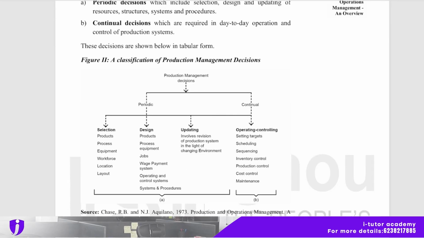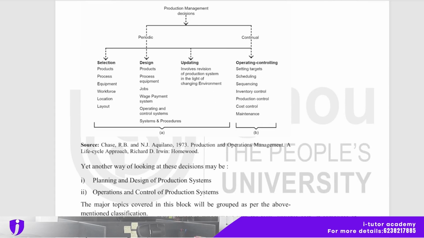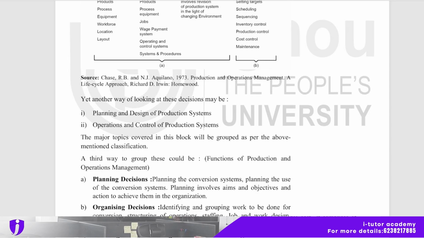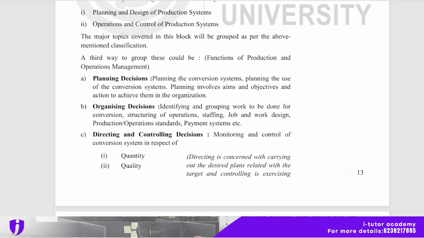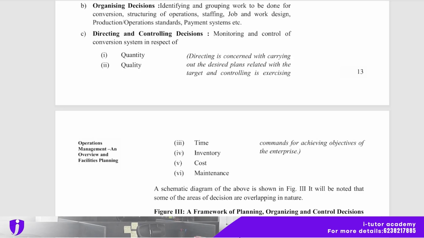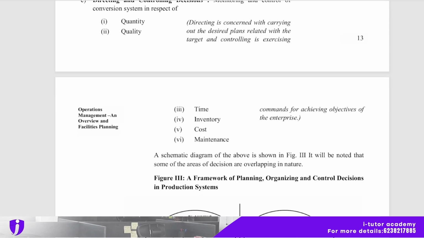In the periodic decision there is selection, design, updating, and there is operating, controlling also. Yet another way of looking at these decisions may be planning and designing of the production system, operations and control of the production system, etc. And the major topics covered in this block will be grouped as per the above mentioned classification. A third way to group this could be functions of production and operation management. There is planning decision, organizing decision, directing and controlling. Under directing there is quantity and quality also. Time is there, inventory is there, cost is there, maintenance is there.